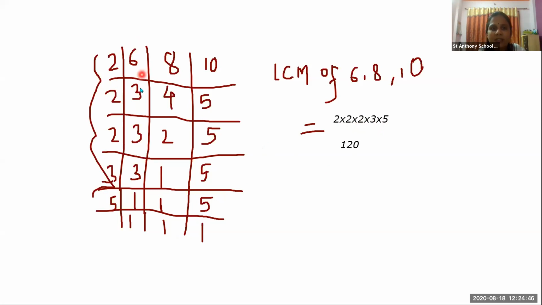ठीक है, 6 का फैक्टर सेपरेटली निकालो, 8 का निकालो और 10 का निकालो, and then take the common numbers and then find the HCF. Okay, so when we have to find the HCF, take it as common.